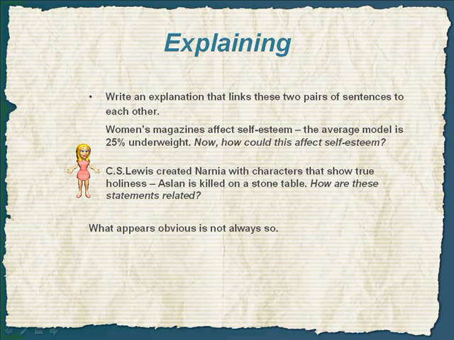So you need to make a connection. How is Aslan being killed on a stone table a reflection of true holiness? Because Aslan is killed on that stone table because he is so good he is willing to die for someone who is bad. This is the very nature of God. And that means that C.S. Lewis has created a character that is holy.